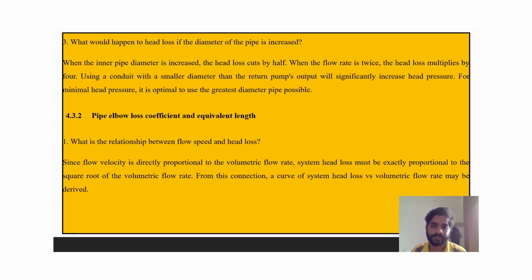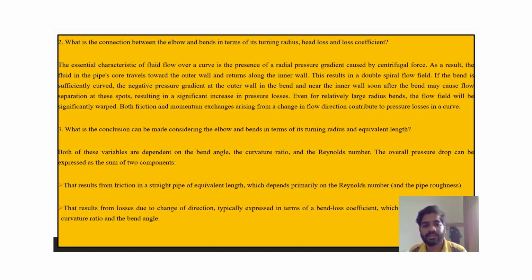For the second question, what is the connection between the elbow and bends in terms of turning radius, head loss, and coefficient? In a curve there is a radial pressure gradient caused by centrifugal force. As a result, the fluid at the pipe core travels to the outer wall and returns along the inner wall, resulting in diverse spiral flow and a significant increase in pressure losses. Even in relatively large radius bends, the flow will be significantly warped, and both friction and momentum changes arising from the change in flow direction contribute to the pressure loss in a curve.